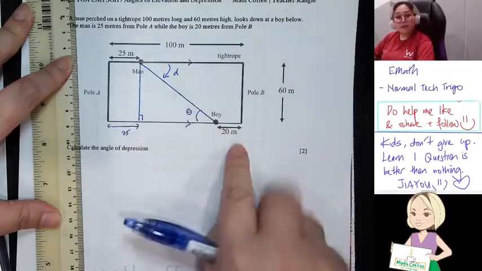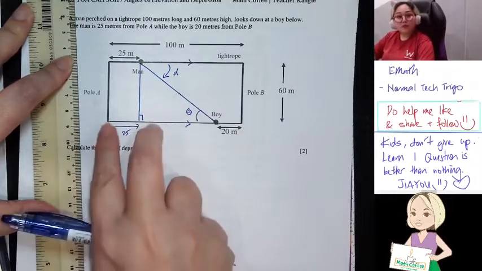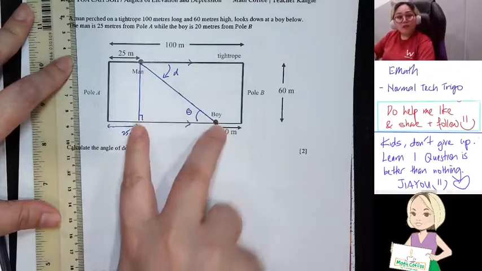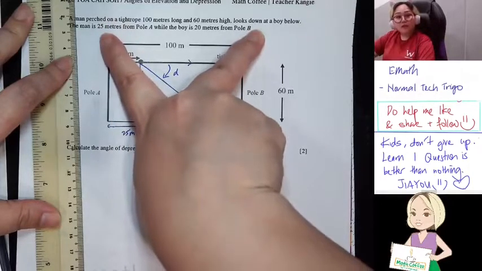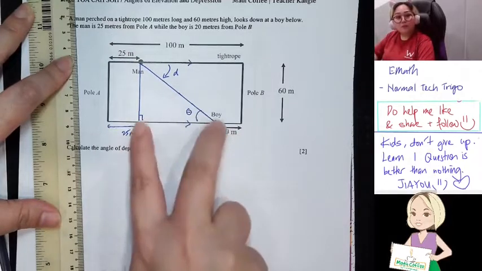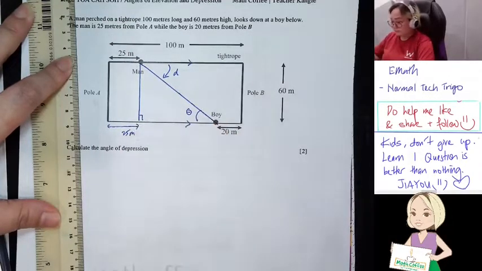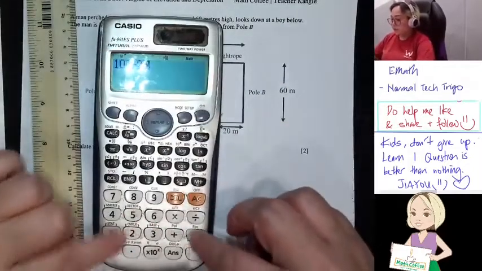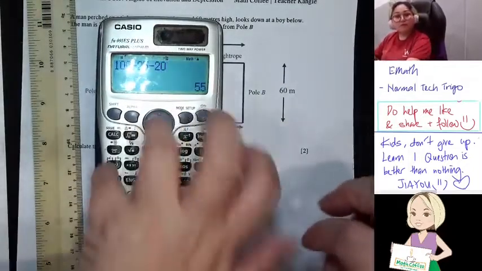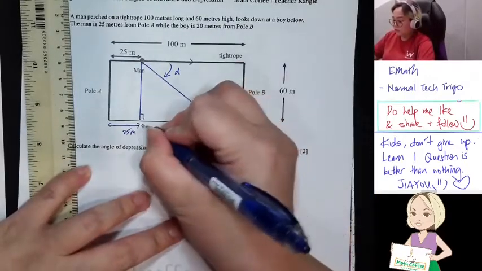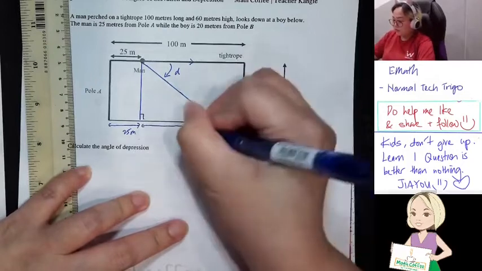So now look over here. This is 20 meter. This is 25 meter. So I need to know how long this one is. We have 100 here, minus 25 and minus 20, and we will get this length over here. So you take 100 minus 25 minus 20 and you get 55. So from here to here, it will be 55 meter.